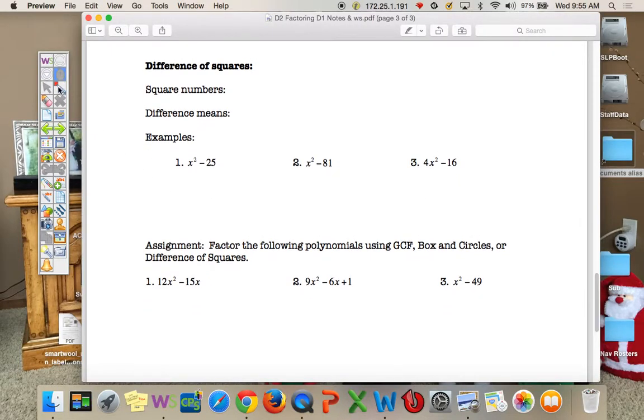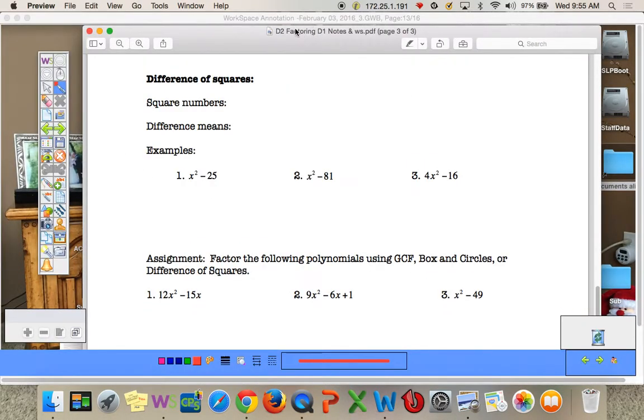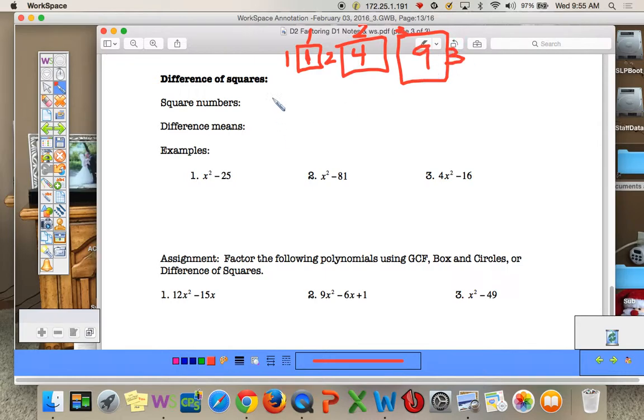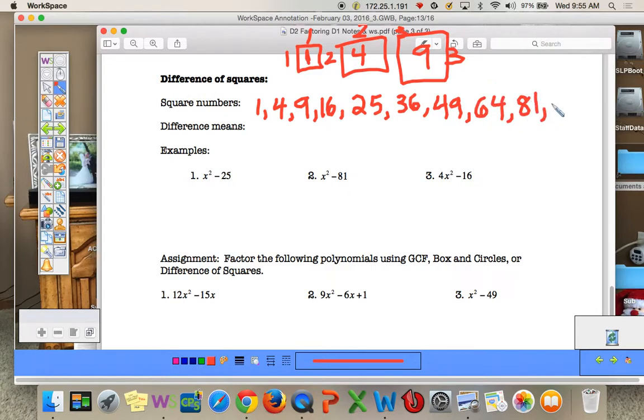So first of all, let's review what square numbers are. A square number comes from finding the area of a square. So one square number is 1 by 1. 1 times 1 is 1. That's a square number. 2 times 2 is 4. 4 is a square number. 3 times 3 is 9. 9 is a square number. So square numbers: 1, 4, 9, 16, 25, 36, 49, 64, 81, 100, 121, and so on. These are all square numbers. Also, x squared is a square number. Difference means subtract.